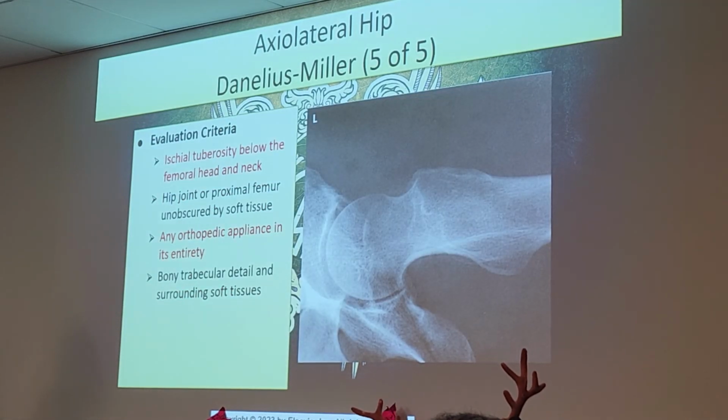All right, a few more evaluation criteria, guys. Ischial tuberosity below the femoral neck and head, and any orthopedic appliance in its entirety once again. So there's another example of a Dunn-Miller. Ischial tuberosity down here, greater trochanter, neck, head, acetabulum.